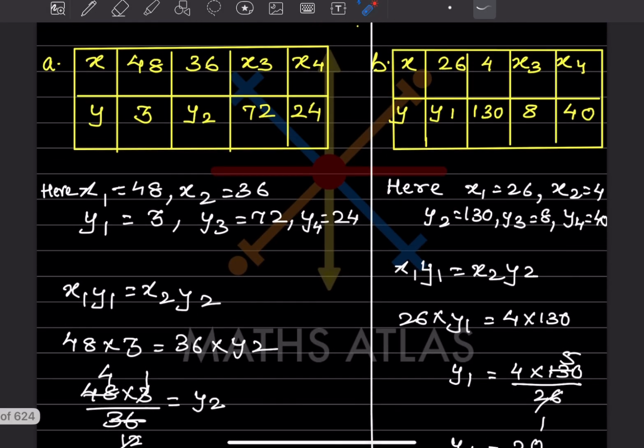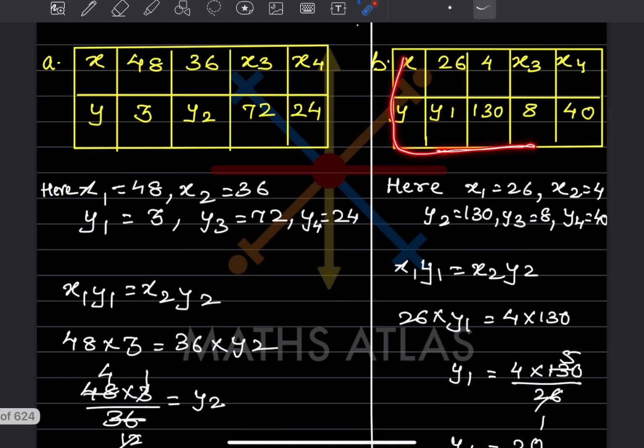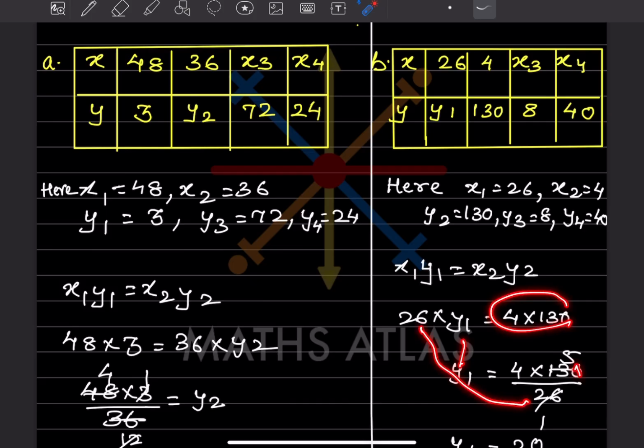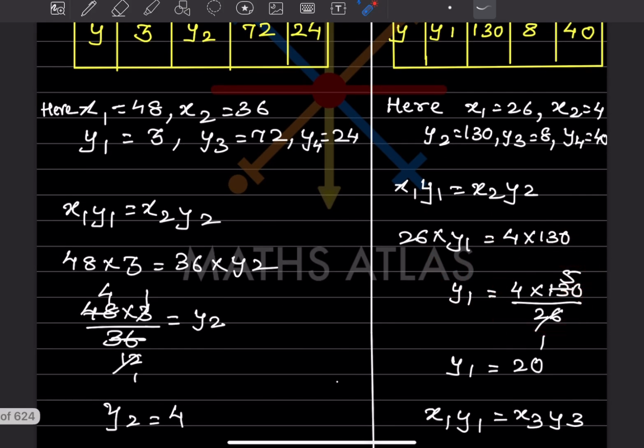Same thing, now we will go for the B part. These things are given. Again, this is x1, x2, x3 and x4, and y1, y2, y3 and y4. These are the given things. Again, we'll go with x1 y1 is equal to x2 y2, because it is inverse. Here we know x1 but we don't know y1. We know x2 and y2. So y1 will be the same, this will go on the other side and get divided. After simplifying, we get y1 is 20.